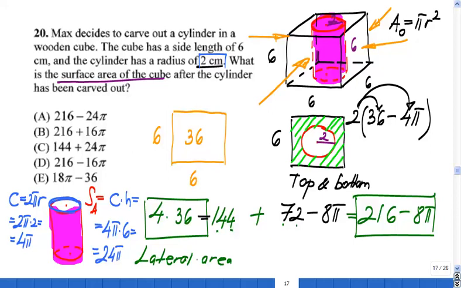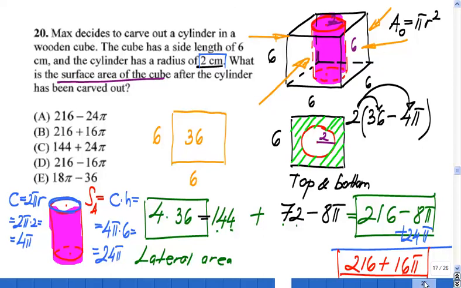Now this needs to be added to the top, bottom, and lateral area. This is the inside surface area. You add that, you add 24 pi, and you find the total surface area of your carved cube will be 216 minus 8 pi plus 24 pi, which is positive 16 pi. And this is the answer to this problem. 216 plus 16 pi. This is it. We got it.